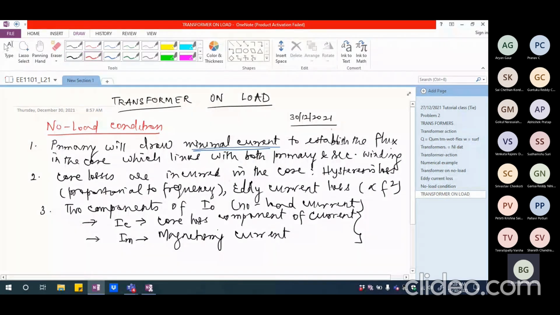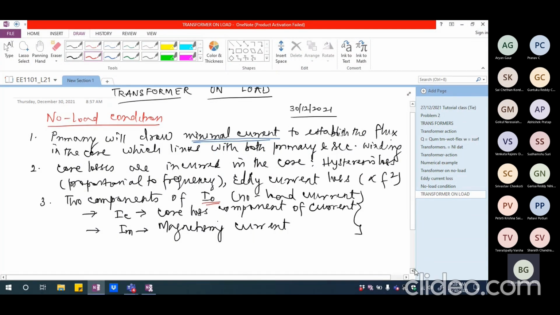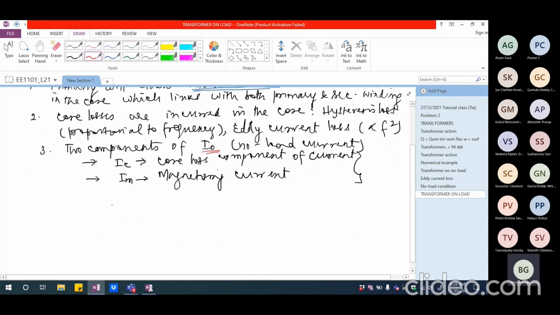So if I say that the total value of I0 is something like 0.5 ampere, for example, the magnetizing current will be as high as 0.45 or something like that, and the core loss component of current is going to be smaller. In fact, from the phasor diagram we drew yesterday, we can say that the square root of IC square plus IM square will give me I0, because we had drawn in the phasor diagram the flux as the common factor between the two windings, that is primary and secondary.